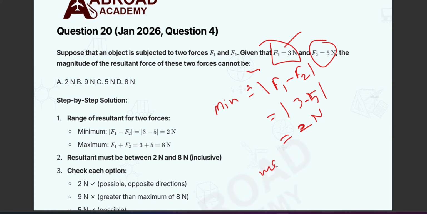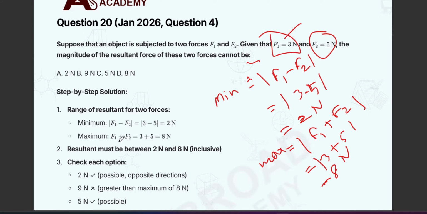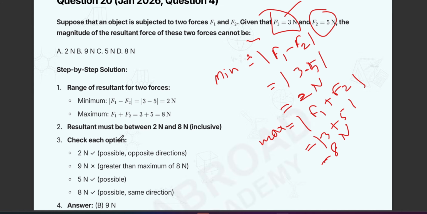Now we have to find the maximum, which is the absolute value of F1 plus F2. So 3 plus 5 will be 8 Newton. So now we have to check the options. You can see A is 2 Newton, B is 9 Newton, C is 5 Newton and D is 8 Newton.